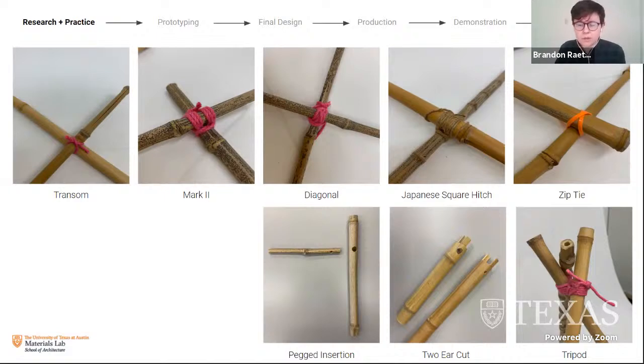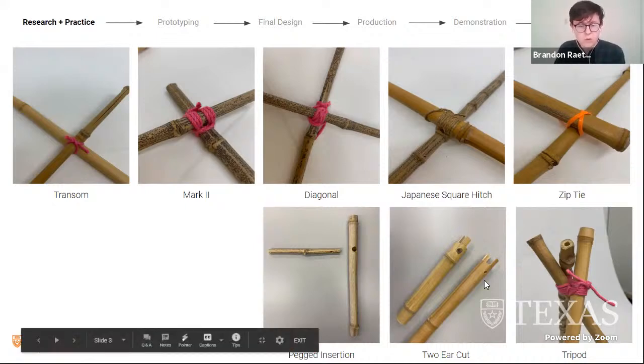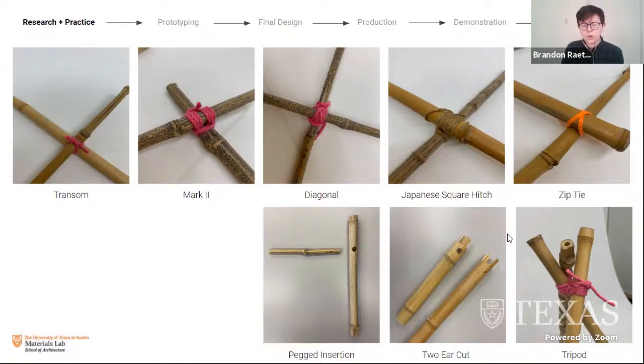We also tried simply even zip ties, which believe it or not, were not as strong as we thought they would be. A couple other things we tried: drilling holes, because we were interested in the idea of a pegged member, and that was quite successful. We also tried this cut called the two-ear cut, where you create a joint similar to what Eugene presented, trying to do something that is typically done using timber. But we found that it wasn't quite successful because, like you said, bamboo is very prone to splitting. So especially when you're constructing about 50 kits, it's not a great idea.